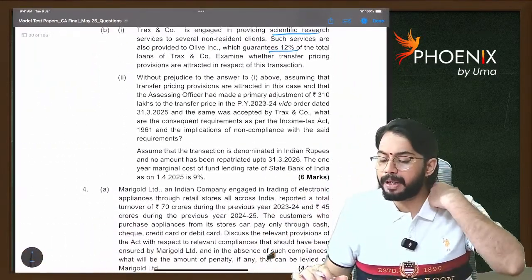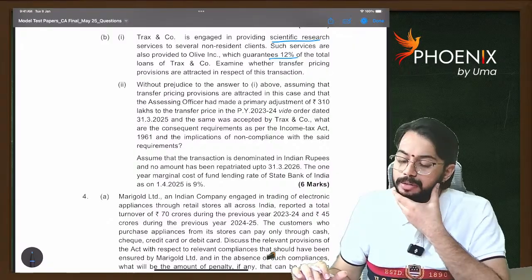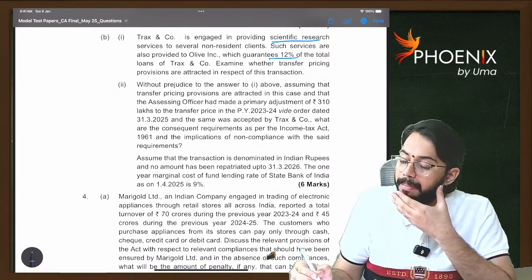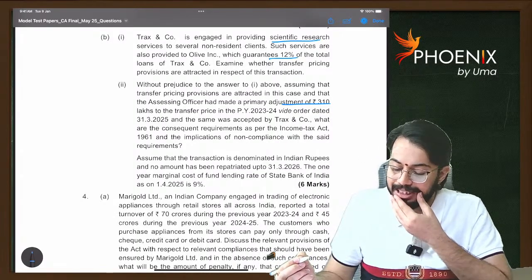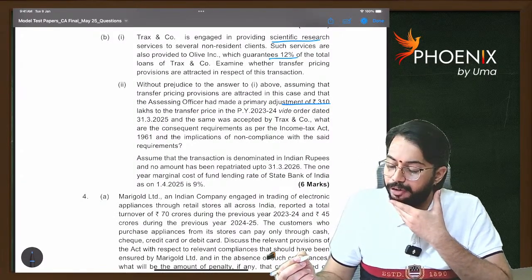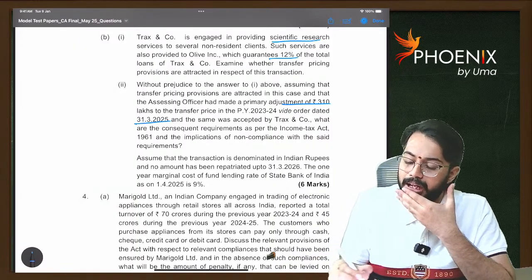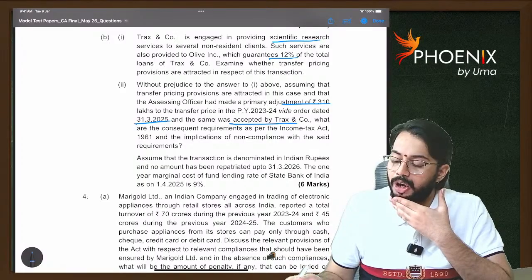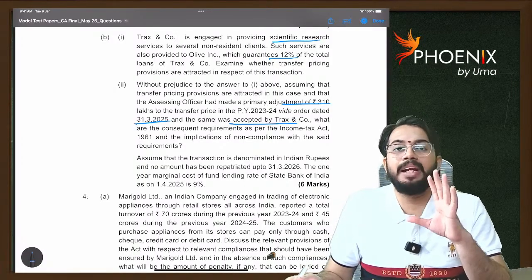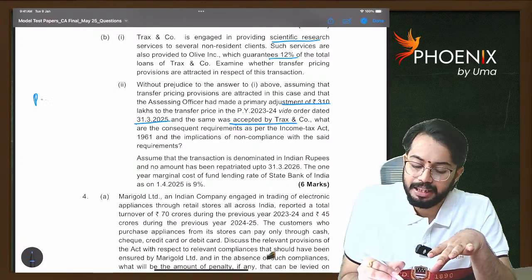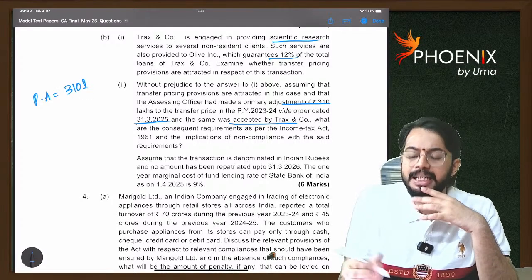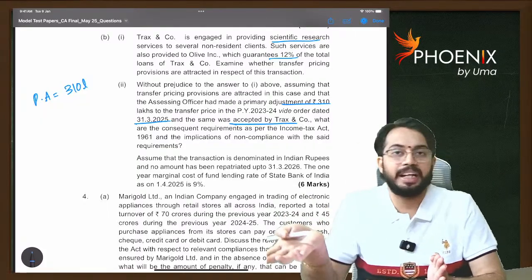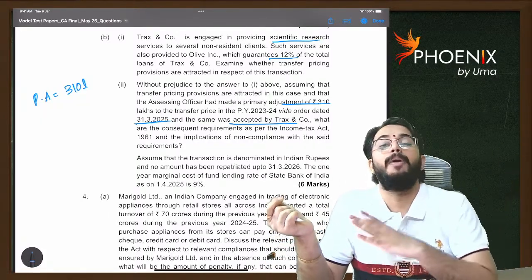Next, without prejudice to the answer to one above, assume that transfer pricing provisions are attracted in this case, and the assessing officer has made a primary adjustment of 310 lakhs to transfer price in 23-24 by order dated 31st March 2025, and the same was accepted by Trax and Co. What are the consequent requirements? See, the primary adjustment is 310 lakhs. Trax accepted the primary adjustment. So from the date of acceptance, within the next 90 days, 310 lakh rupees is to be brought into India.